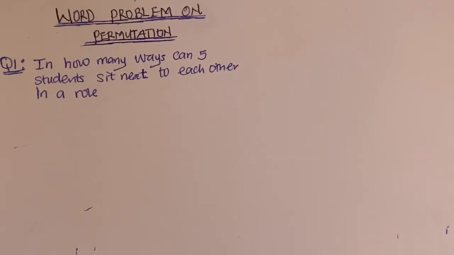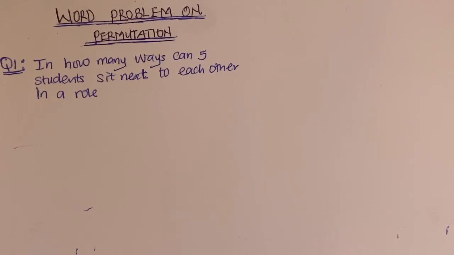Hi friends, in this video I'll be talking about word problems on permutation. Now let's consider the first question I'm having here. The question says, in how many ways can 5 students sit next to each other in a row?